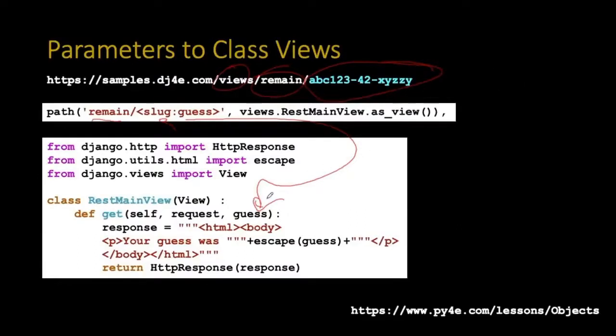And then we're going to respond to a GET request. Self, of course, is the object-oriented thing. Here's the whole request, and guess is that little piece that comes off of the end of the URL. We're going to create a response by escaping the user-provided guess bit, so that if the user puts something nasty in for cross-site scripting, we stop them from doing that. And so that produces the same kind of output. Your guess was ABC 12342 XY ZZY.